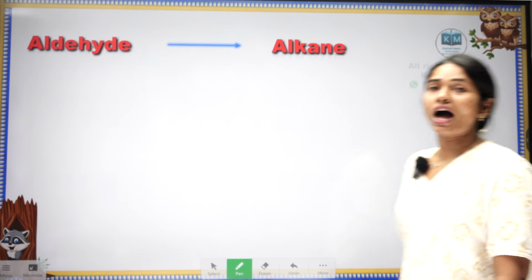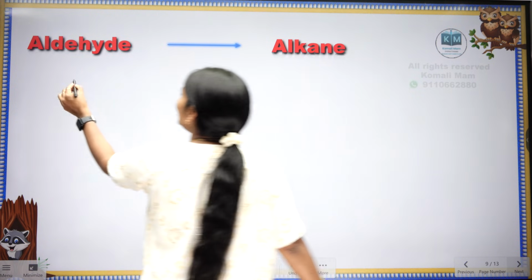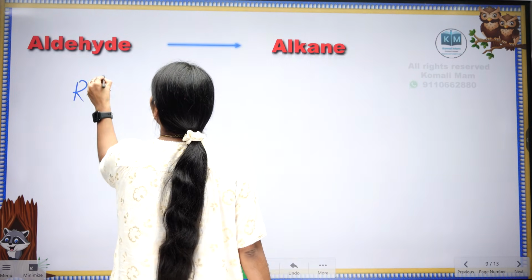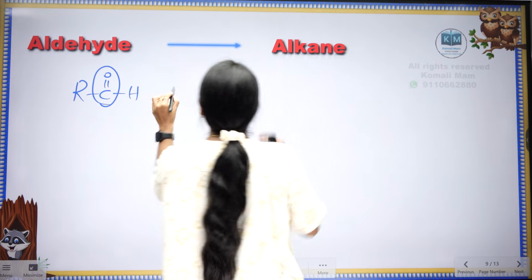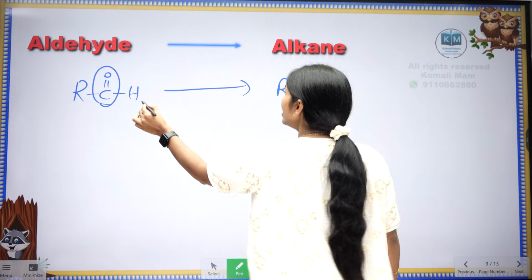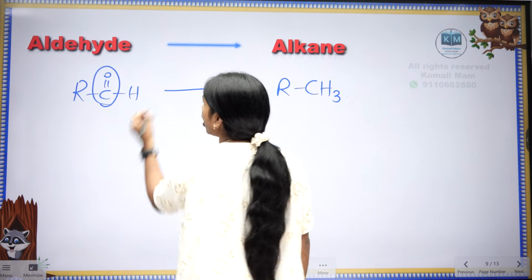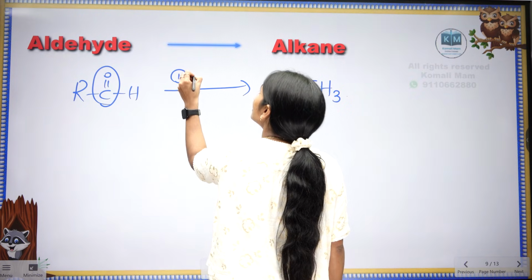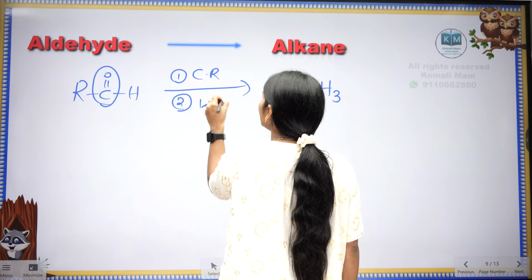Okay, aldehyde to alkane. What is the reducing agent we can use? Aldehyde, R-C double bond O H, is an aldehyde. We need to convert the C double bond O group into CH2. I told you, CH2 and this H, total CH3. I mentioned 2 reagents there. What are those 2 reagents? One is Clemmensen reduction. Second one is Wolff-Kishner reducing agent.